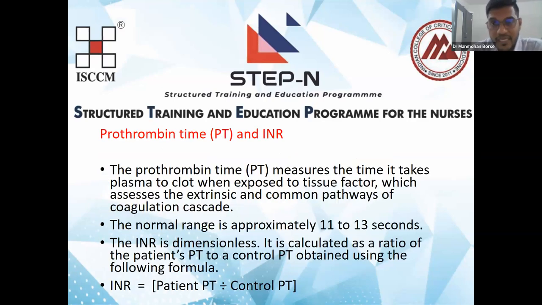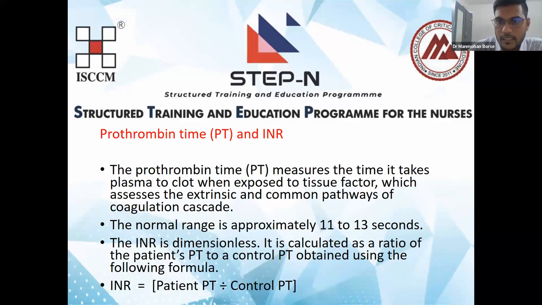So going ahead from here, we start more of critical care related blood tests. We usually start CBC, PT, INR, APTT. We start with that. Okay, so this is the first thing we do. PT, INR. PT is a very important test to assess the hemostasis. So prothrombin time measures the time it takes the plasma to clot when it is exposed to tissue factor, which assesses the extrinsic and common pathways.